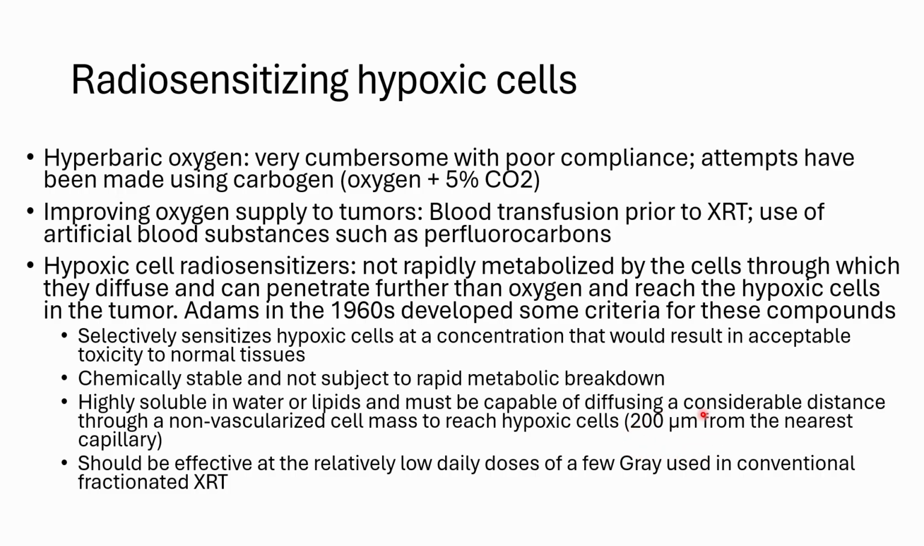So from previous experiments, this rind of normoxic cells, or cells that are functioning under relatively normal oxygen tension, is going to be about 200 microns. Okay, so this necrotic or hypoxic portion of the tumor is about 200 microns from the nearest capillary. So it's got to be able to diffuse a considerable distance from that capillary into the hypoxic portion of the tumor. And it should be effective at relatively low daily doses of a few gray used in conventional fractionated radiation therapy.